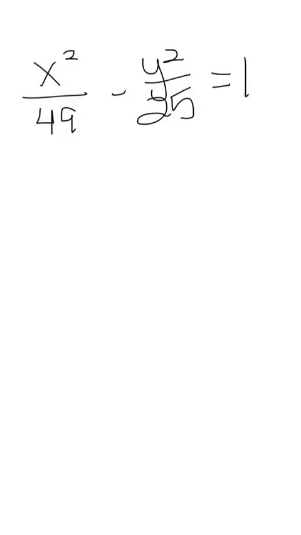So I'm going to do this. The first thing we're going to do is a hyperbola example problem, which is x squared over 49 minus y squared over 25 is equal to 1. We're going to try to find our vertices, our foci, and our center value.